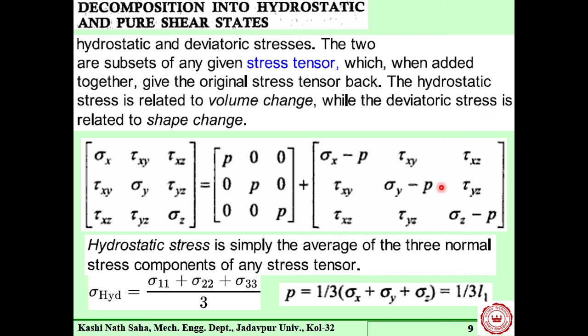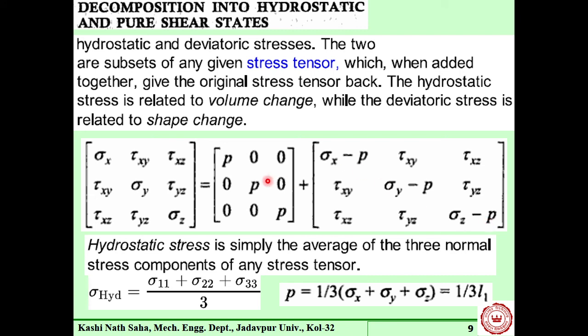In this part, the sum of the diagonal elements will be 0. That means the sum of the principal stress values will be 0. That means this state of stress is the pure shear condition, which corresponds to our octahedral shear planes.